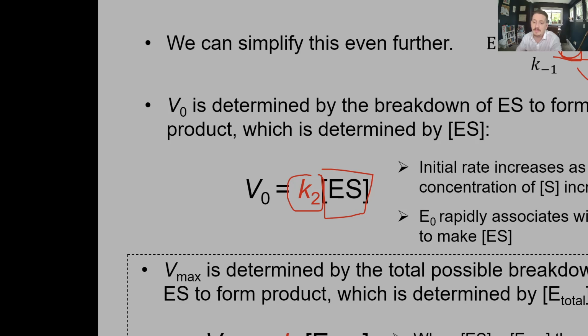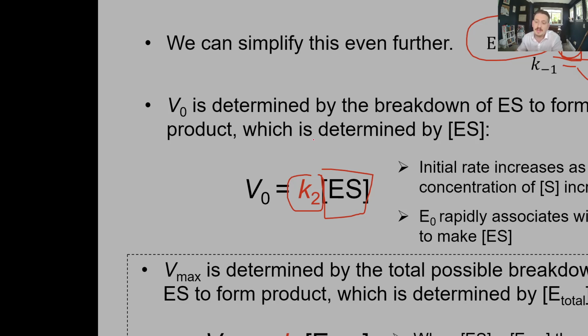So the velocity at any one time is equal to K2 multiplied by however much ES you have. And however much ES you have is controlled by this part, but whatever it happens to be at any one point in time, the velocity is going to be whatever that is at any one point in time multiplied by the rate. Now we can roll this back a little bit further, right?